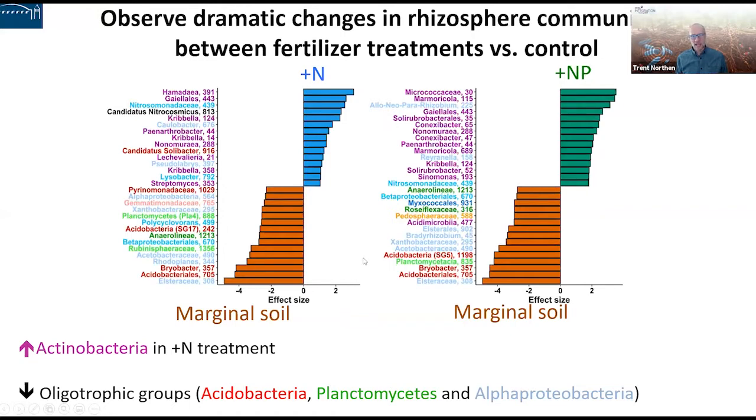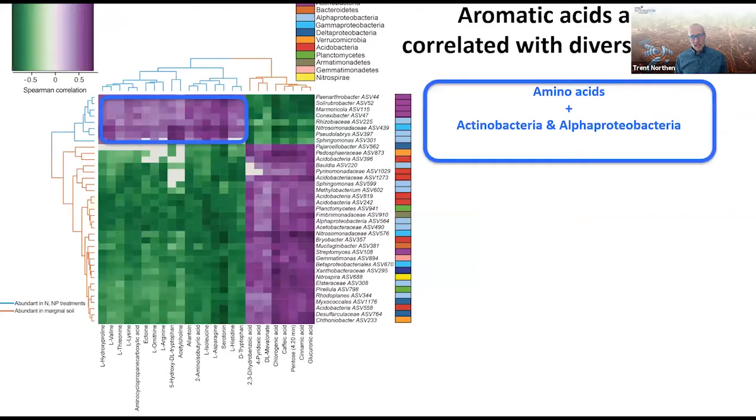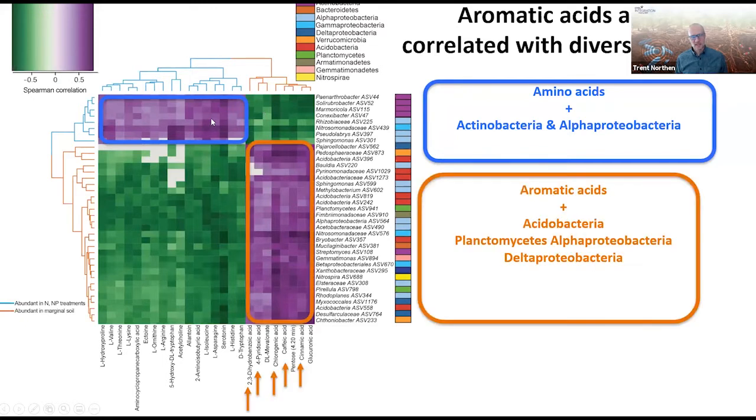And so now that we had both the abundances of the metabolites and the microbes, we could start looking at correlations between the two of them. And we find that amino acids have a positive correlation. Here's the scale, and this is a Spearman correlation. They are positively correlated with actinobacteria and alpha proteobacteria. Like they like those as substrates.